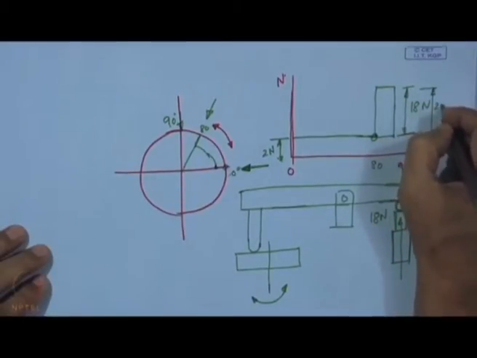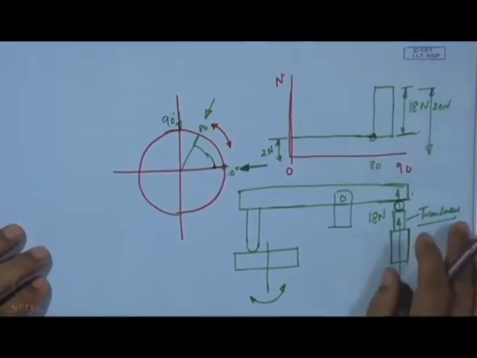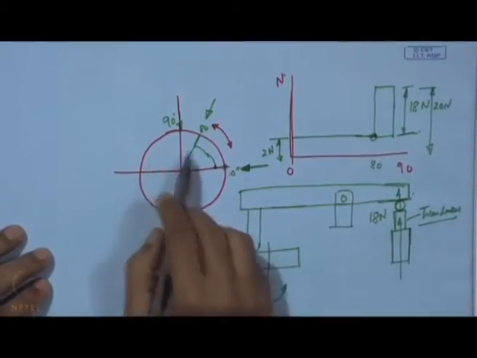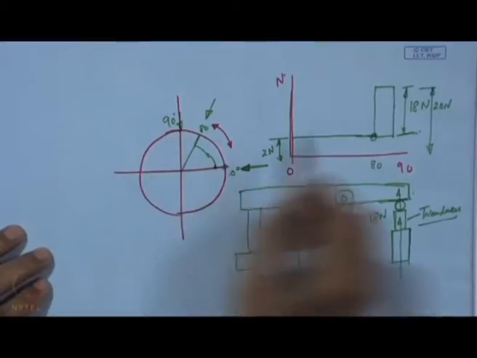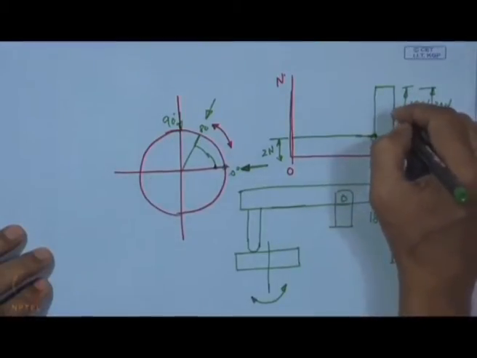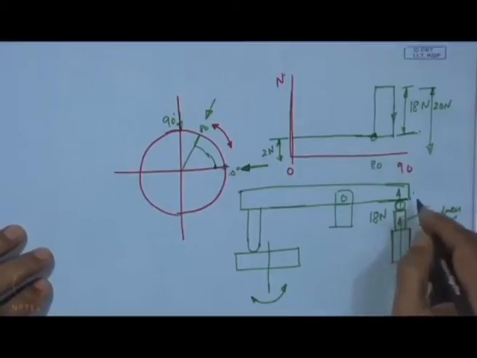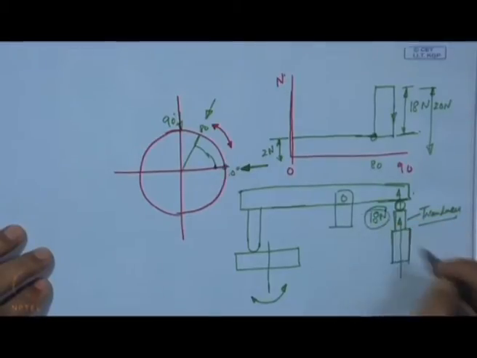So, this is continuously this way it is working, and after moving to 90 degree, that means this limit, again it is brought back to 2 Newton. That means, this load of 18 Newton is withdrawn.